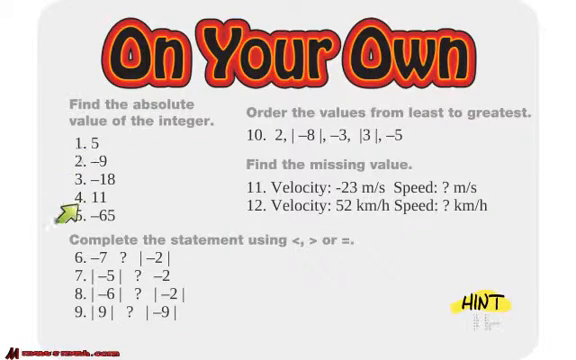All right, I want you to work through these problems. Find the absolute value of these integers, and I want you to complete these statements down here using greater than or less than, and then order these from least to greatest, and then tell me, find the missing value here.